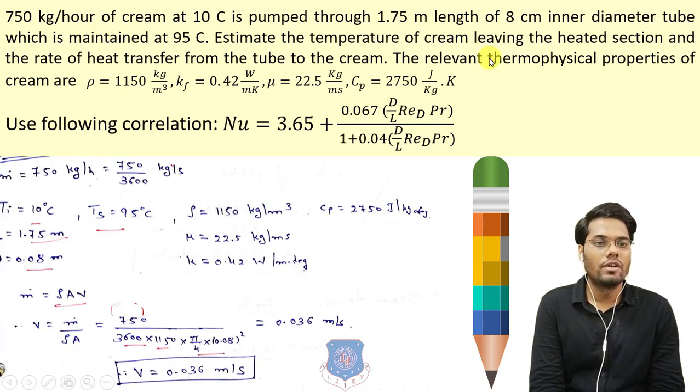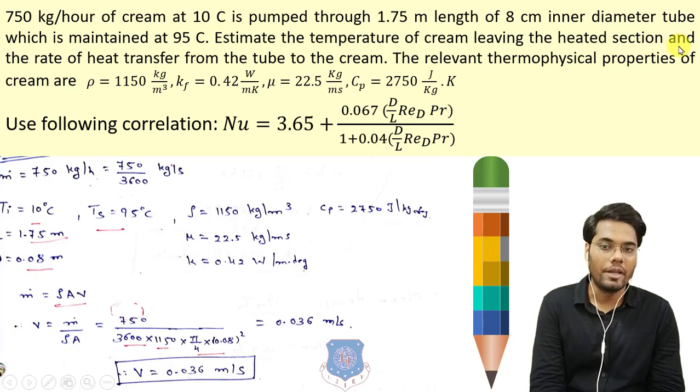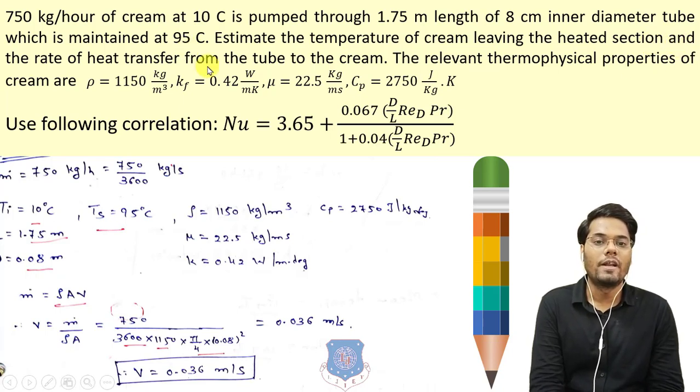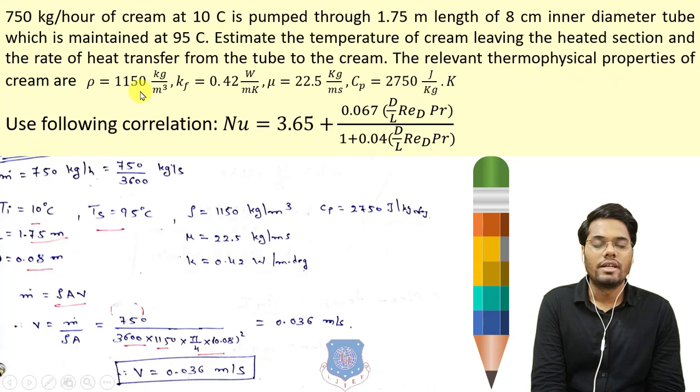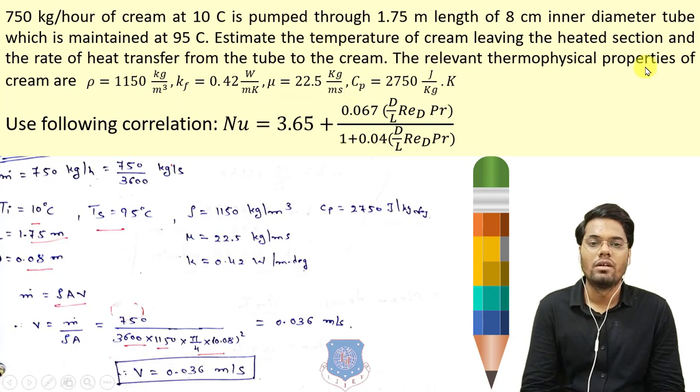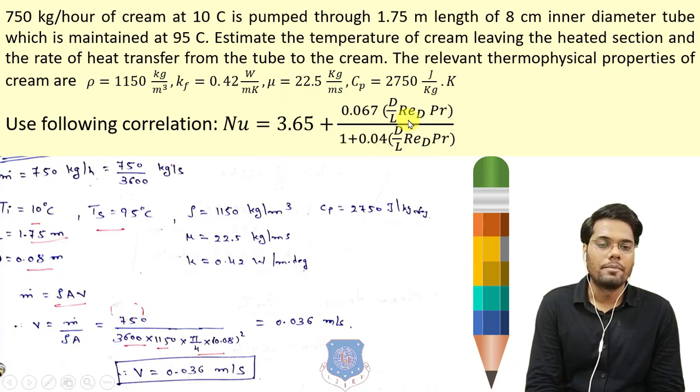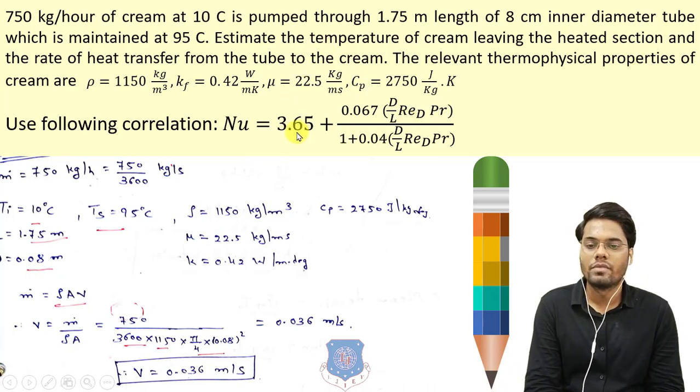Estimate the temperature of the cream leaving the heated section. We have to calculate the outlet temperature of the cream and the rate of heat transfer from the tube to the cream. The relevant thermophysical properties of the cream, that is density, viscosity, conductivity and specific heat, are given in the question. The relation between Nusselt, Reynolds and Prandtl numbers is also mentioned.